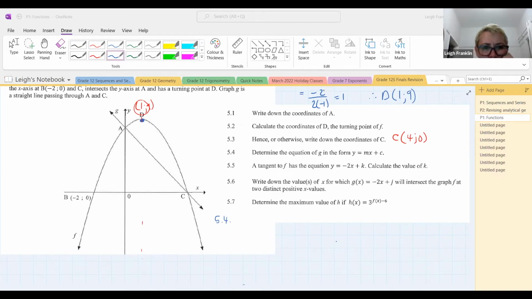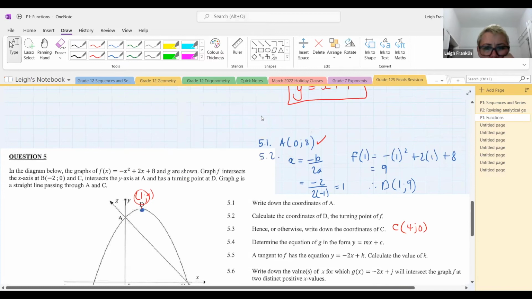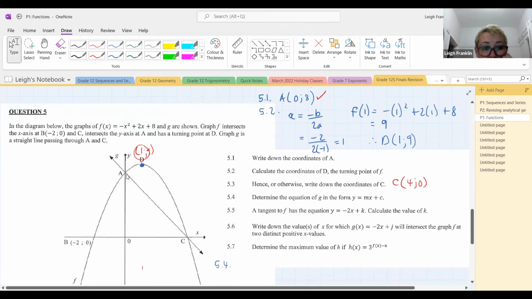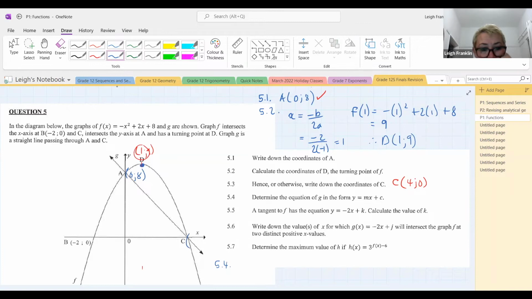Remember, guys, the very first question that we answered, they asked us to calculate the coordinates at A, didn't they? So we know here at A, the coordinates were 0 and 8. We've just worked out that the coordinates at C have got to be 4 and 0. So there I'm dropping some hints. That's it, Tyler. There we go, quite right. So what's the first thing we're going to do? We're going to calculate the gradient between A and C.